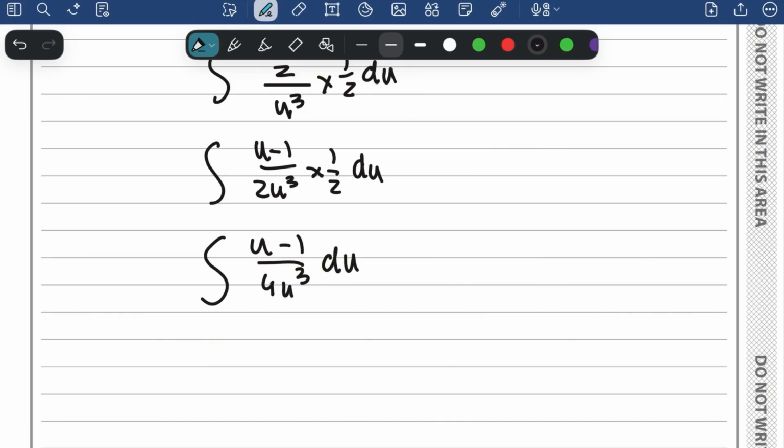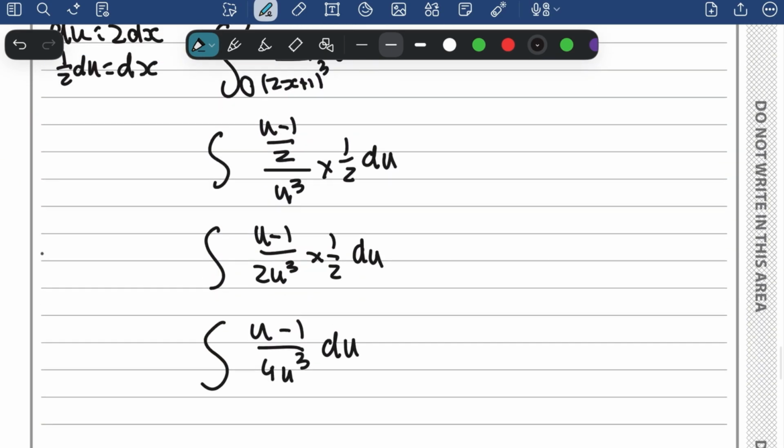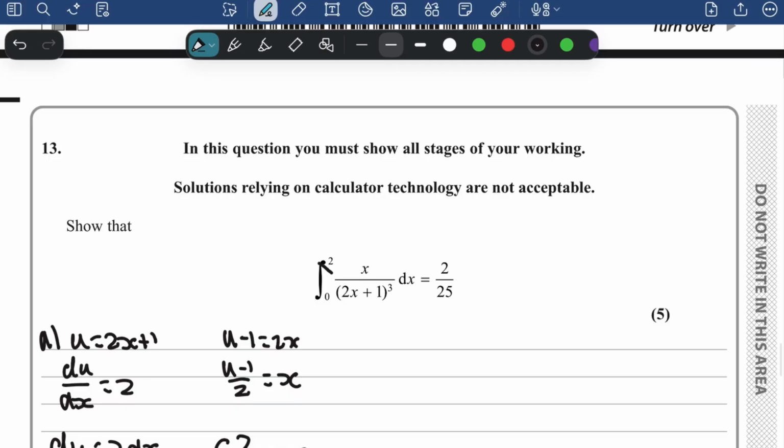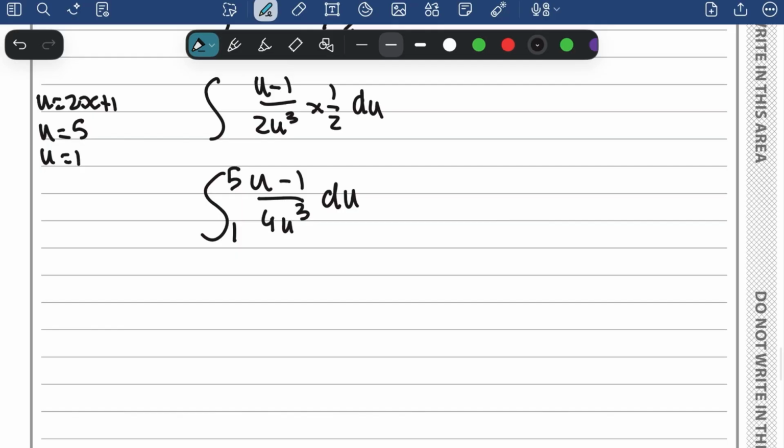And now we just need to find our limits for this, right? Well, the way to find the limits with u sub is when we said that u equals 2x plus 1, right? So in this integral, x is going to equal 2 and x is going to equal 0. So when x equals 2, u equals 5. But when x equals 0, u equals 1. So these are now our u limits.